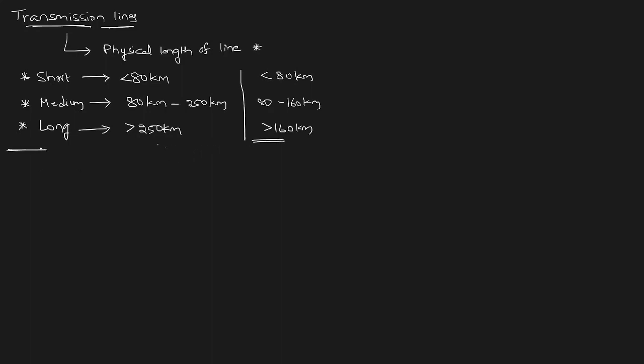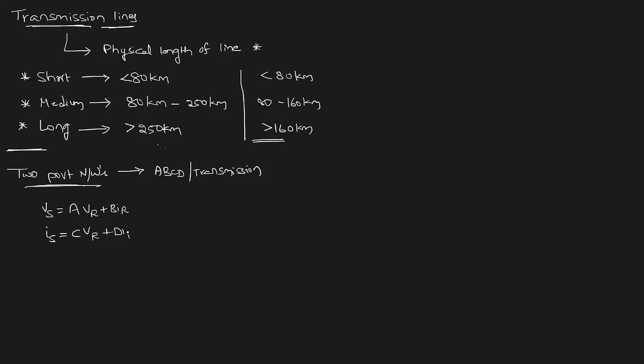Right. Next, before going to short transmission line analysis, let's see some basic topics regarding two-port parameters, two-port networks. For analyzing the transmission lines, we will be using ABCD parameters or transmission parameters. So we know the general format of ABCD parameters, the general equations. Those are Vs equal to A VR plus B IR. This is one equation, and the other equation is Is equal to C VR plus D IR. You might be knowing this.